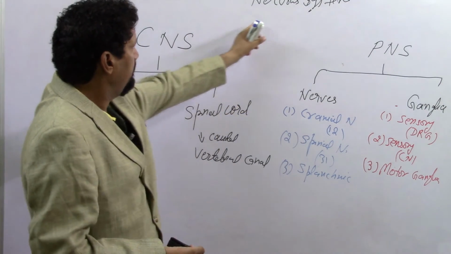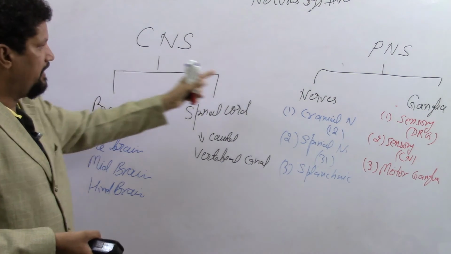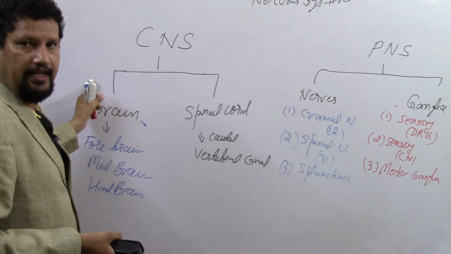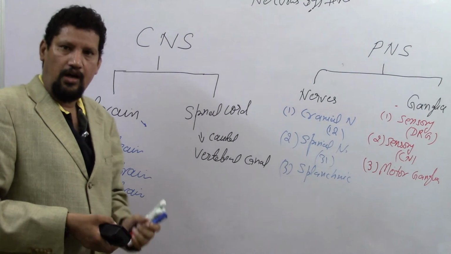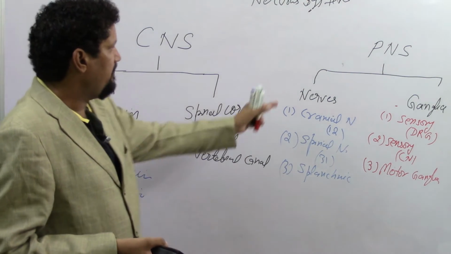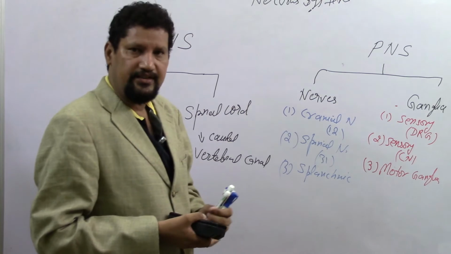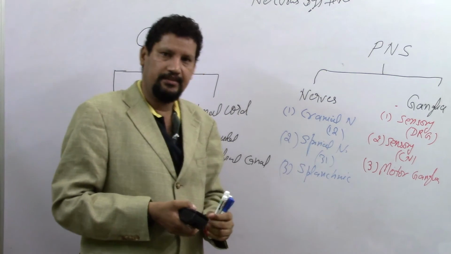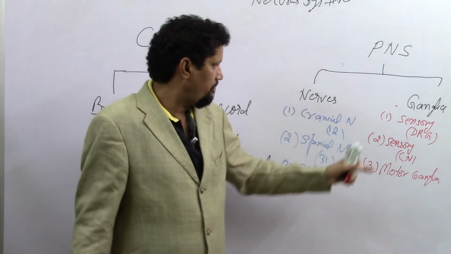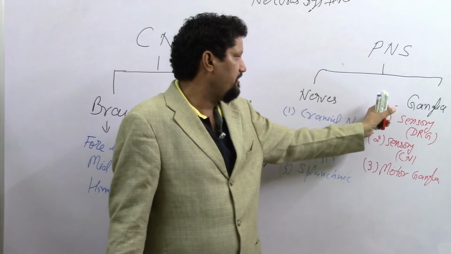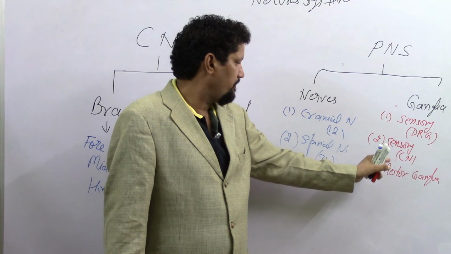So again I am repeating the classification or divisions of the nervous system. It has a central part and a peripheral part. The central nervous system again has two parts: one is the brain, which is housed by the cranium, and the other is the spinal cord, housed by the vertebral canal. And the peripheral nervous system has nerves and ganglia. The nerves are 12 pairs of cranial nerves, 31 pairs of spinal nerves, and the splanchnic nerves, which are the autonomic nerves. The other part of the peripheral nervous system is ganglia, and it has sensory and motor ganglia.